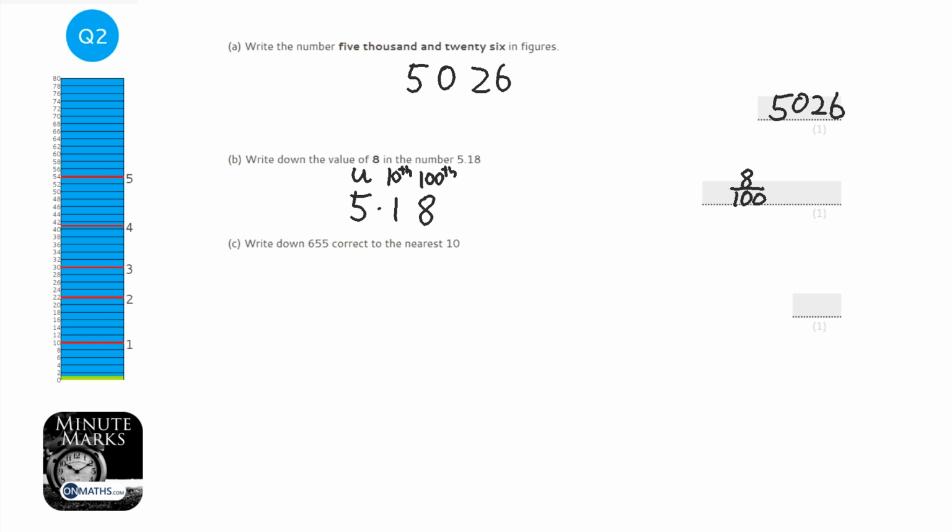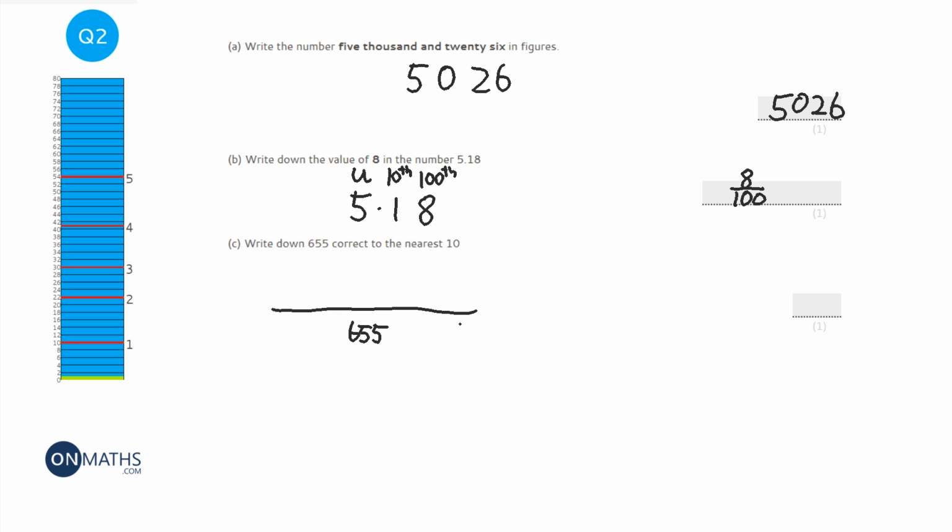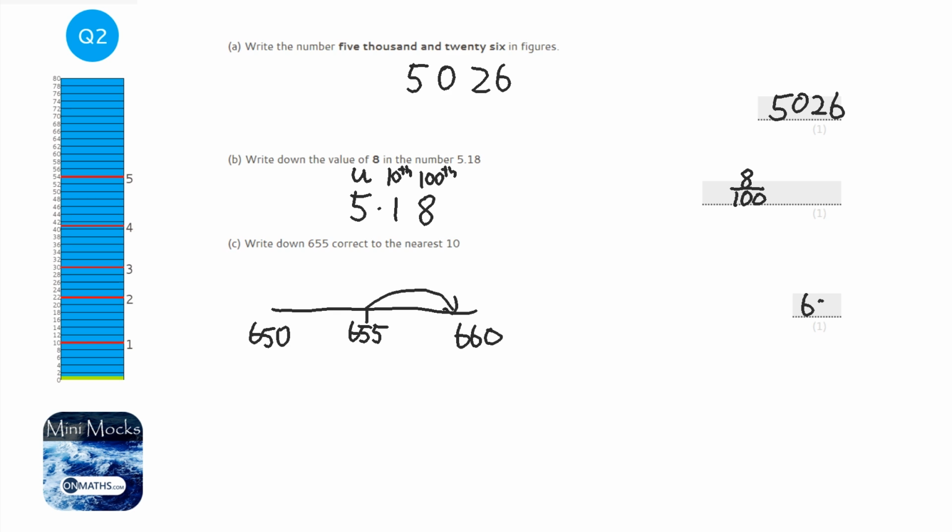Okay, so 655, if we just do a quick number line, 655, the next 10 up is 660. And the next one down is 650. So those are the two it can round to. This 655 is bang on halfway, and if they are halfway, they round upwards. So the answer is 660. If it was any less, if it was 654, it would round down. So if the last number, if that number there is 5 or more, it will round up.